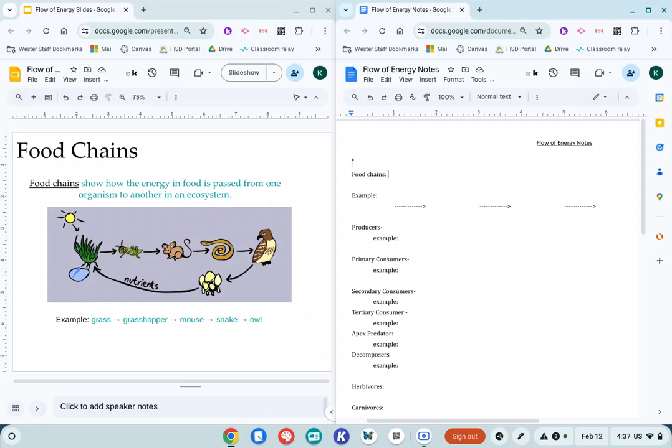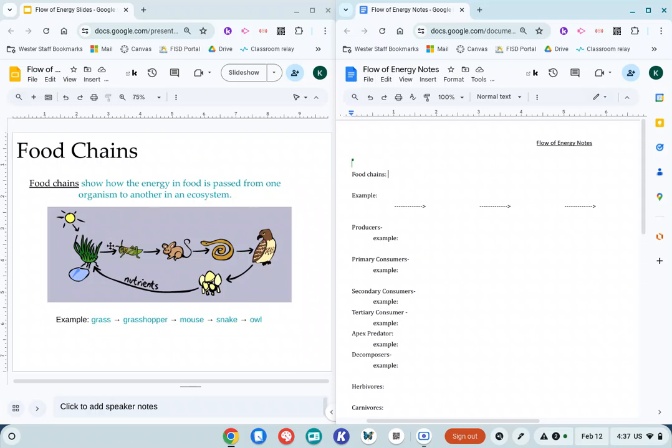So we've been talking about photosynthesis and how the energy gets to the systems in the first place through the plants from the sun. So on the screen, you can see a food chain. And I think this is a review from sixth grade. So food chains help to show how the energy in food is passed from one organism to another in an ecosystem. So right here, I want you to type what you see on the screen. You're going to type it next to food chains. Type that definition right here.